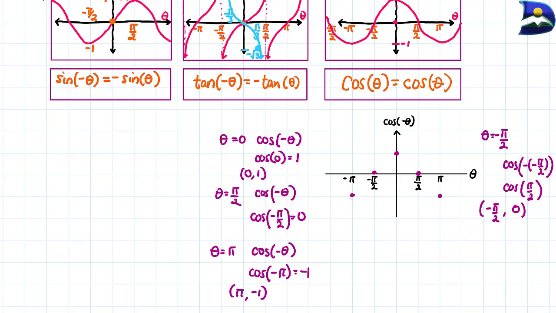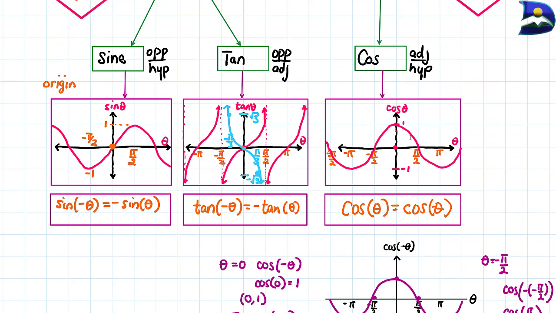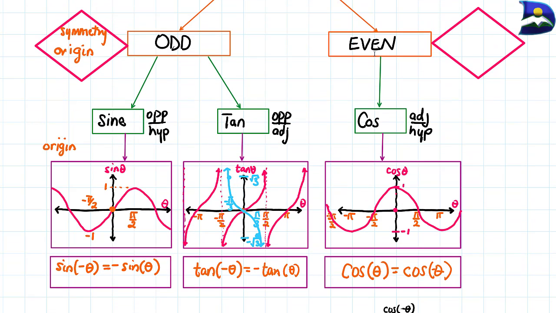Therefore, when you join your points, it should look something like this, a smooth curve, which is exactly what we have right over here for our cos theta. This implies that there is an even symmetry, and this symmetry is along the y-axis. And why is that the case?